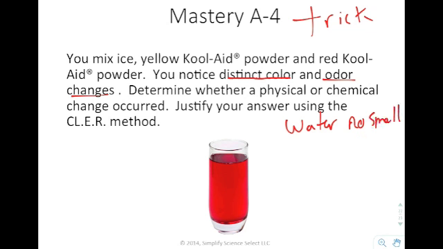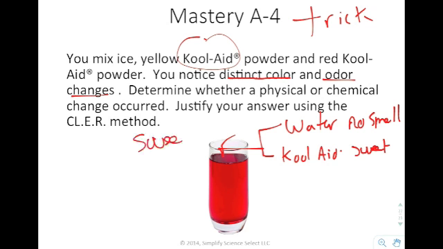If you were to take Kool-Aid and smell just the Kool-Aid, it has a sugary type smell, so we're going to say it smells sweet. Now, when you mix the two together, it smells sweet. But it didn't change the smell of the Kool-Aid. All it did was add the smell of the Kool-Aid to the water. So you didn't have really an odor change for anything other than the water, and that's just because you put something that smells in it. Once again, you have a color change.